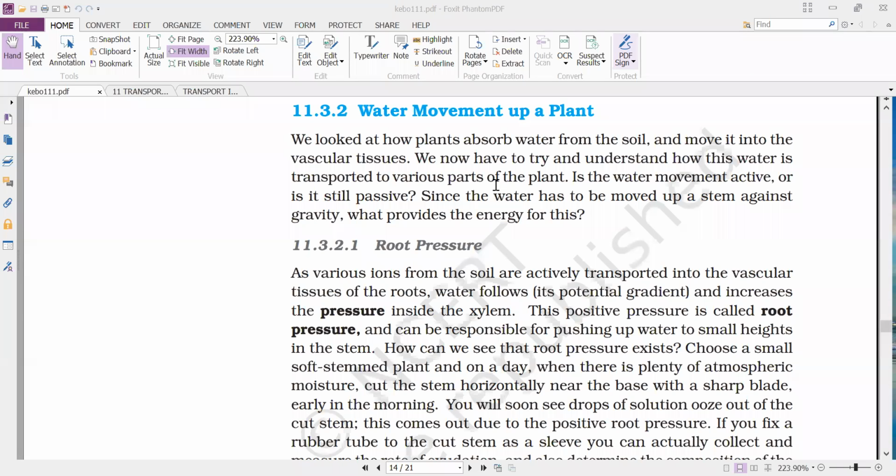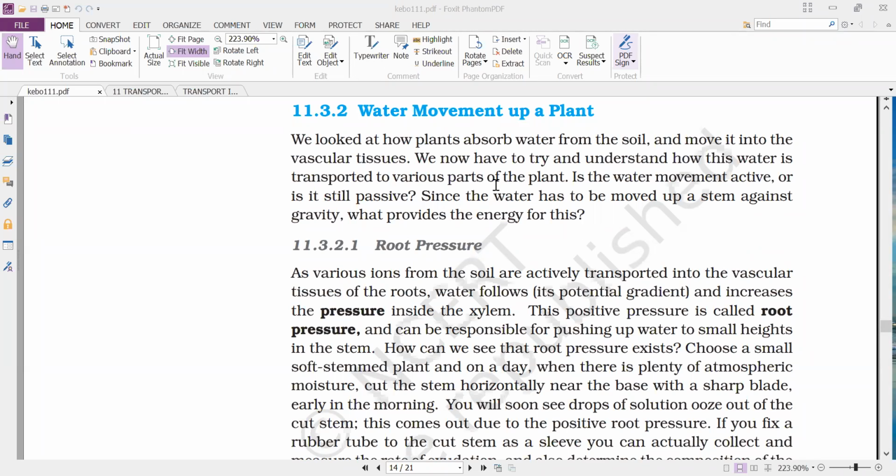Is the water movement active or passive? First of all, we have to know whether the movement of water in the xylem is taking place actively or passively. Actively means with the utilization of energy, and passively means without the utilization of energy.